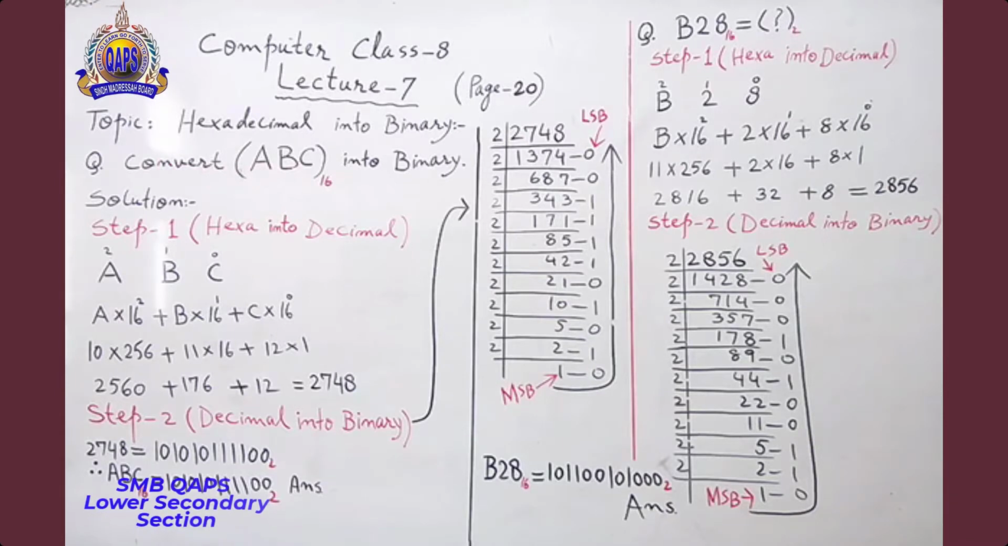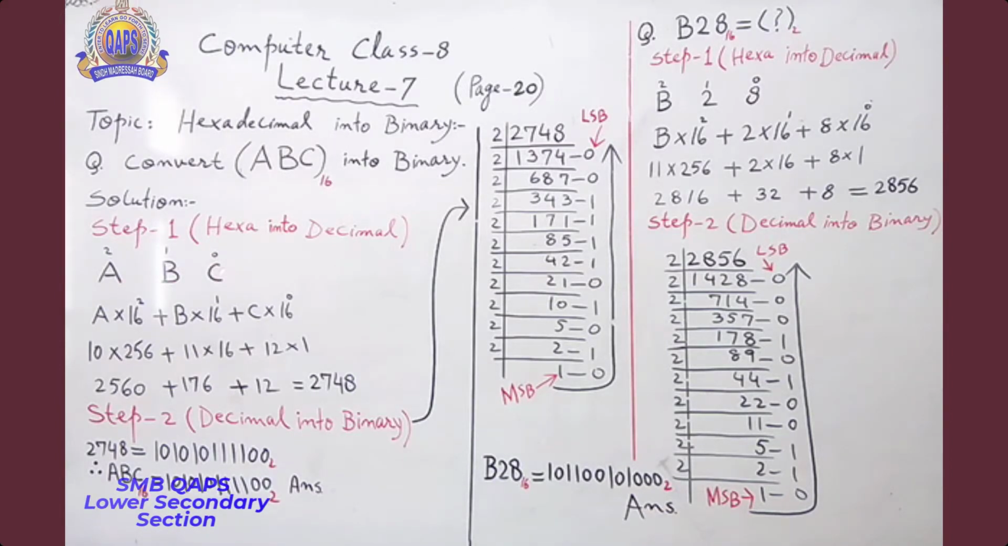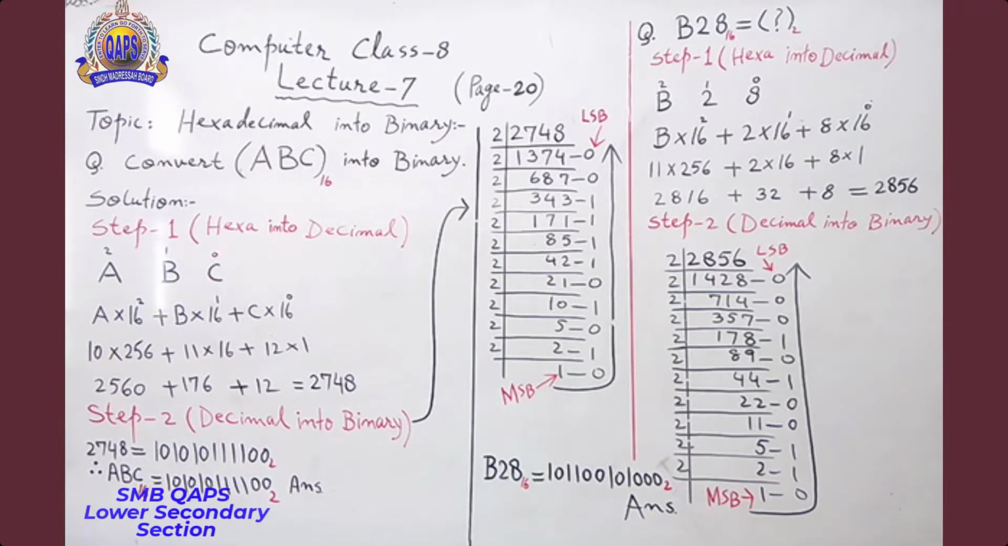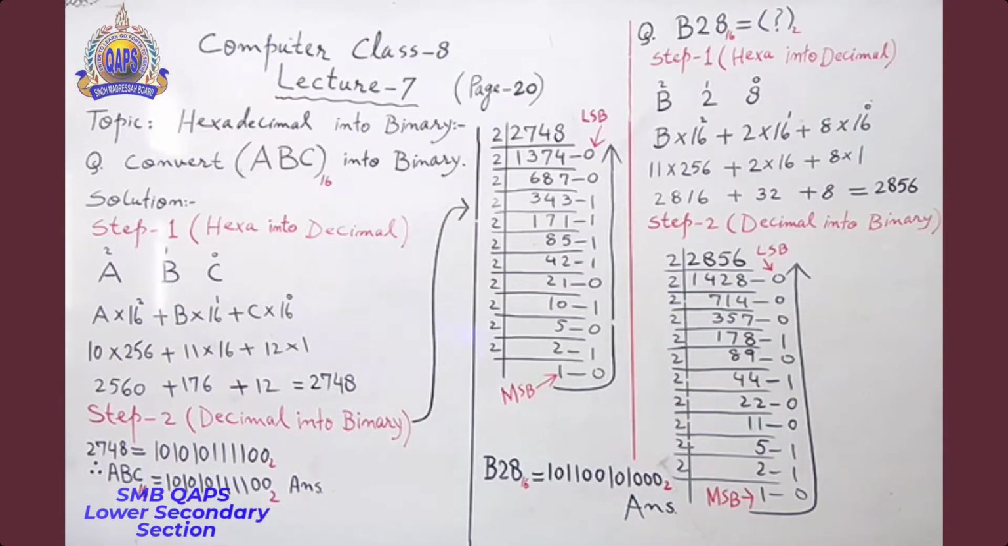Convert ABC hexa, power 16 means hexa, into binary. Solution. 2 steps. Step number 1, hexa into decimal, and you will write A, B, C. Put the powers. C 0, B 1, A 2. Now start solving.